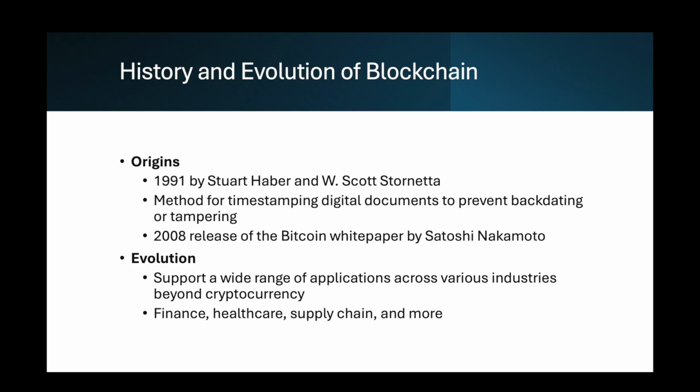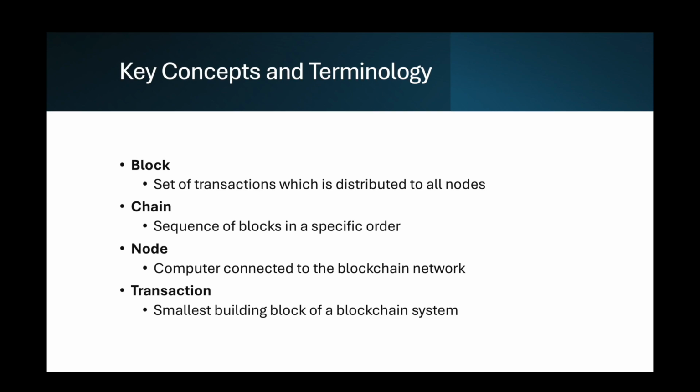Evolution. From its initial application as the backbone of Bitcoin, blockchain technology has evolved to support a wide range of applications across various industries beyond cryptocurrency, including finance, healthcare, supply chain, and more. Key concepts and terminology. Block, a data structure used for keeping a set of transactions, which is distributed to all nodes in the network. Chain, a sequence of blocks in a specific order. Node, a computer connected to the blockchain network, which has a copy of the ledger. Transaction, the smallest building block of a blockchain system.